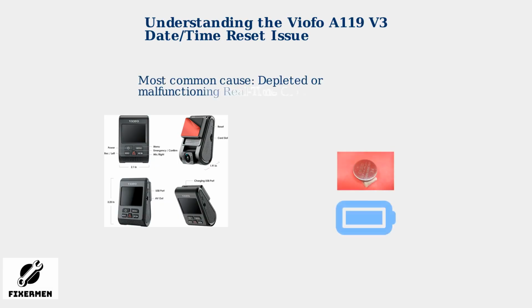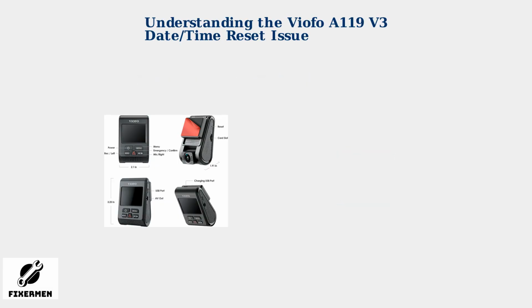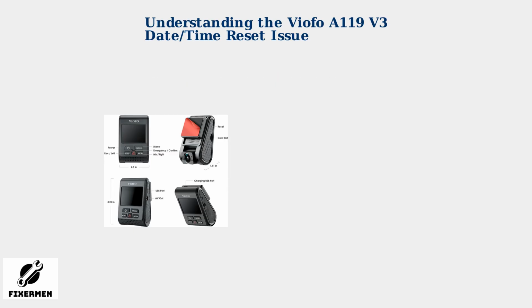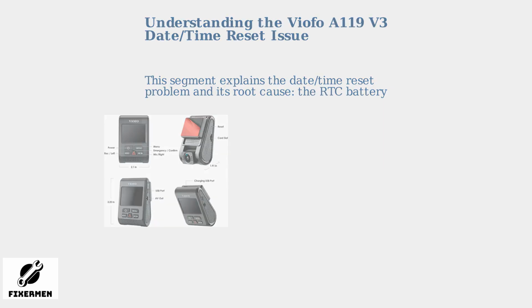The most common cause is a depleted or malfunctioning real-time clock battery inside the camera. The RTC battery is a small, rechargeable battery inside the camera that keeps the time running even when the camera is disconnected from external power. This segment explains the date-time reset problem and its root cause, ensuring you understand the context for the fix.